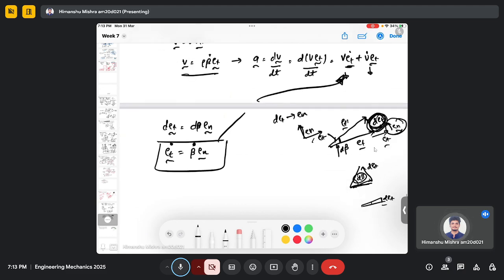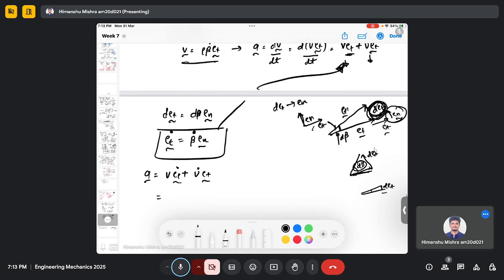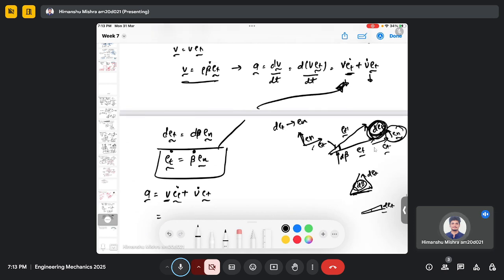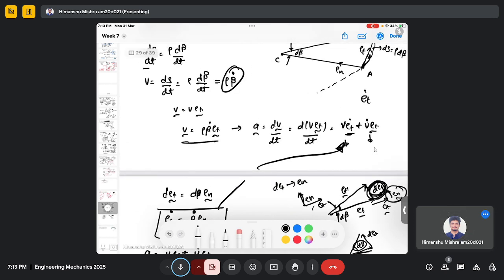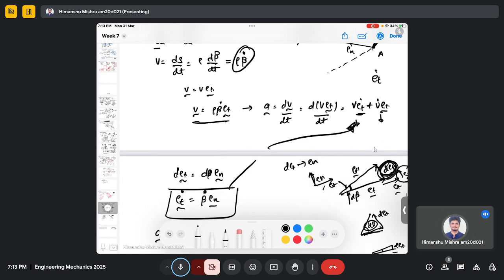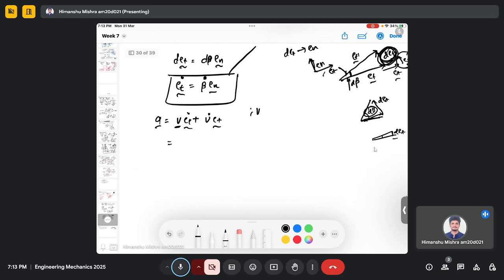So my acceleration will be, and instead of v, I can use this relation rho b beta dot. So if I use this v equal rho b dot, then I will get here v square by rho in the normal direction and v dot in the tangential direction.